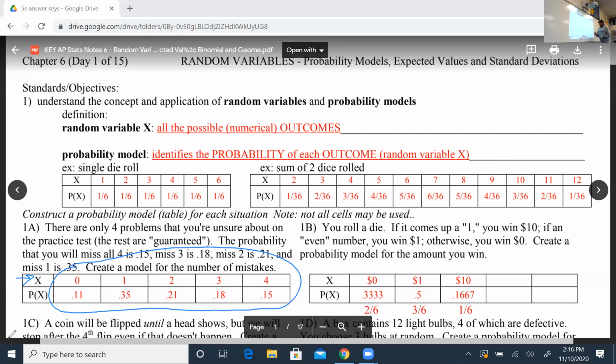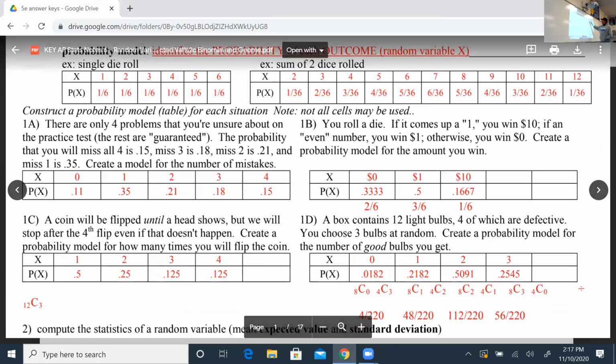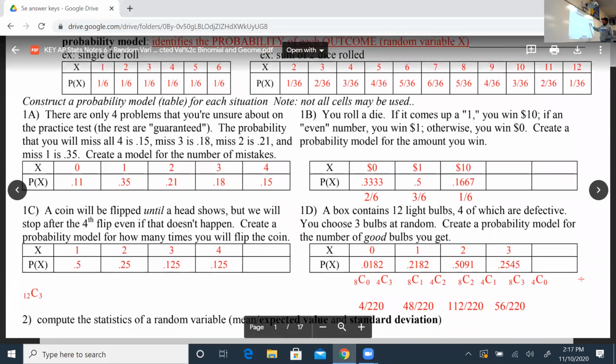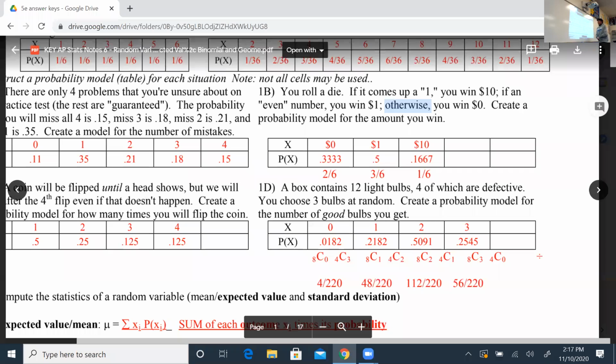Now, the next one, again, pause the video on that to understand that if you need to. The next one is 1B there. Okay, the next one is you roll a die. If it comes up a 1, you win $10. If you get an even number, you win $1. Otherwise, you win nada. Create a probability model for the amount you win.